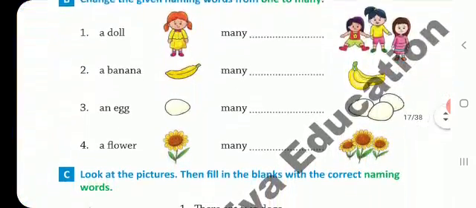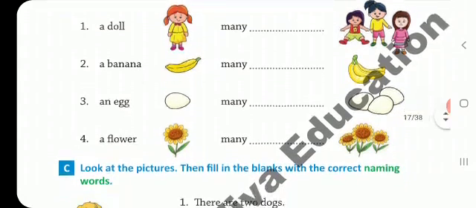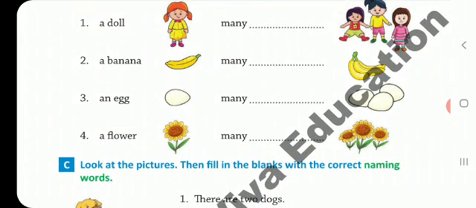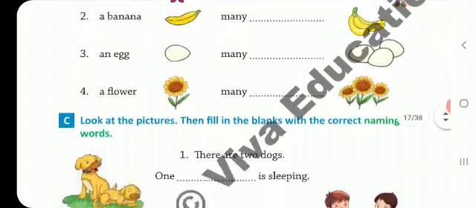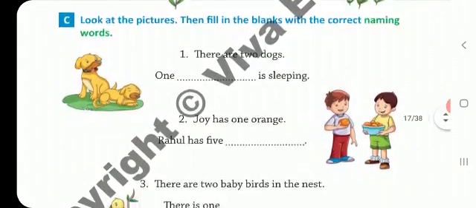Now change the given naming words from one to many. One doll, many dolls. D-O-L-L-S. A banana, single banana. Many bananas. B-A-N-A-N-A-S. An egg, that is one single egg. Many eggs. E-G-G-S. A flower, single flower. Many flowers. F-L-O-W-E-R-S.